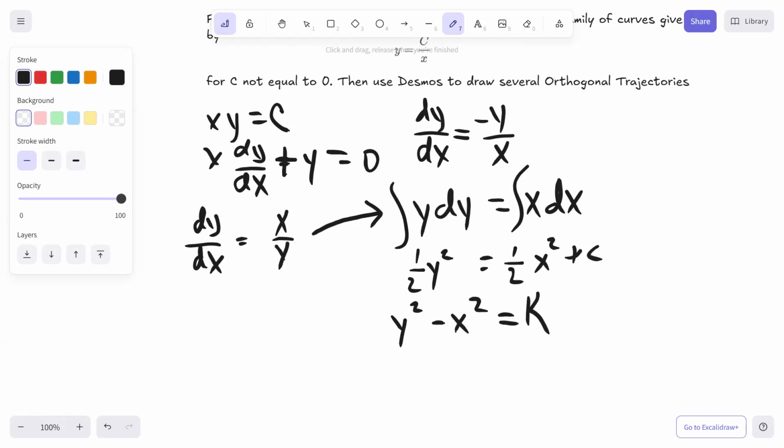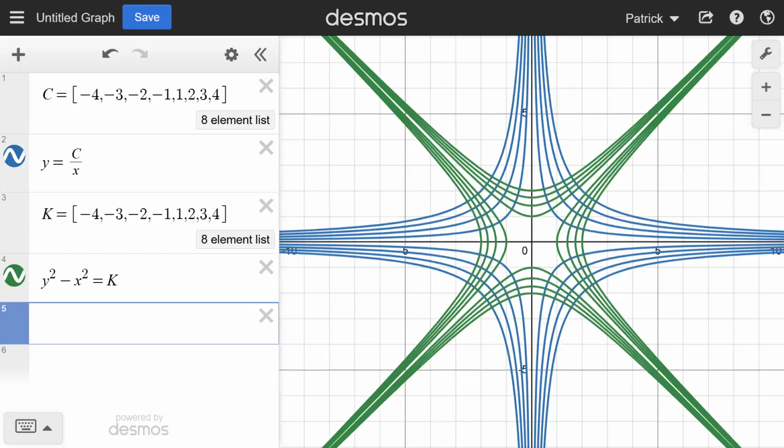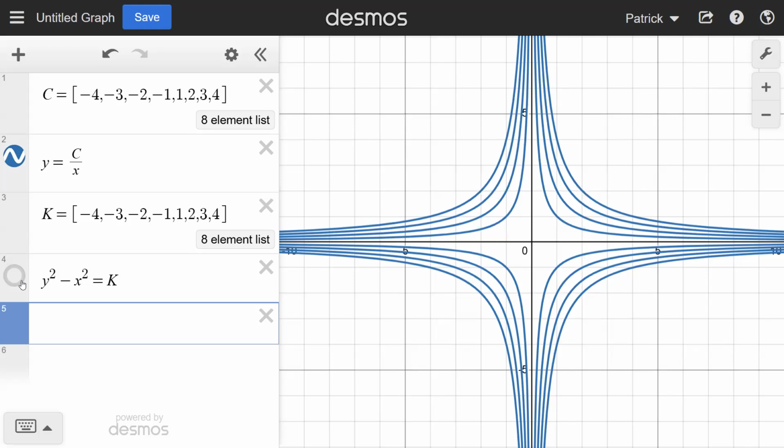So what we want to do is go ahead and graph these in Desmos to get a picture of what they look like. So we'll bring that up. So what I did was I graphed the original curve y equals c over x, and I created this list of numbers. And what it does is it's just telling Desmos to graph the equation y equals c over x for these 8 values of c, and those are going to be the curves that are in blue.